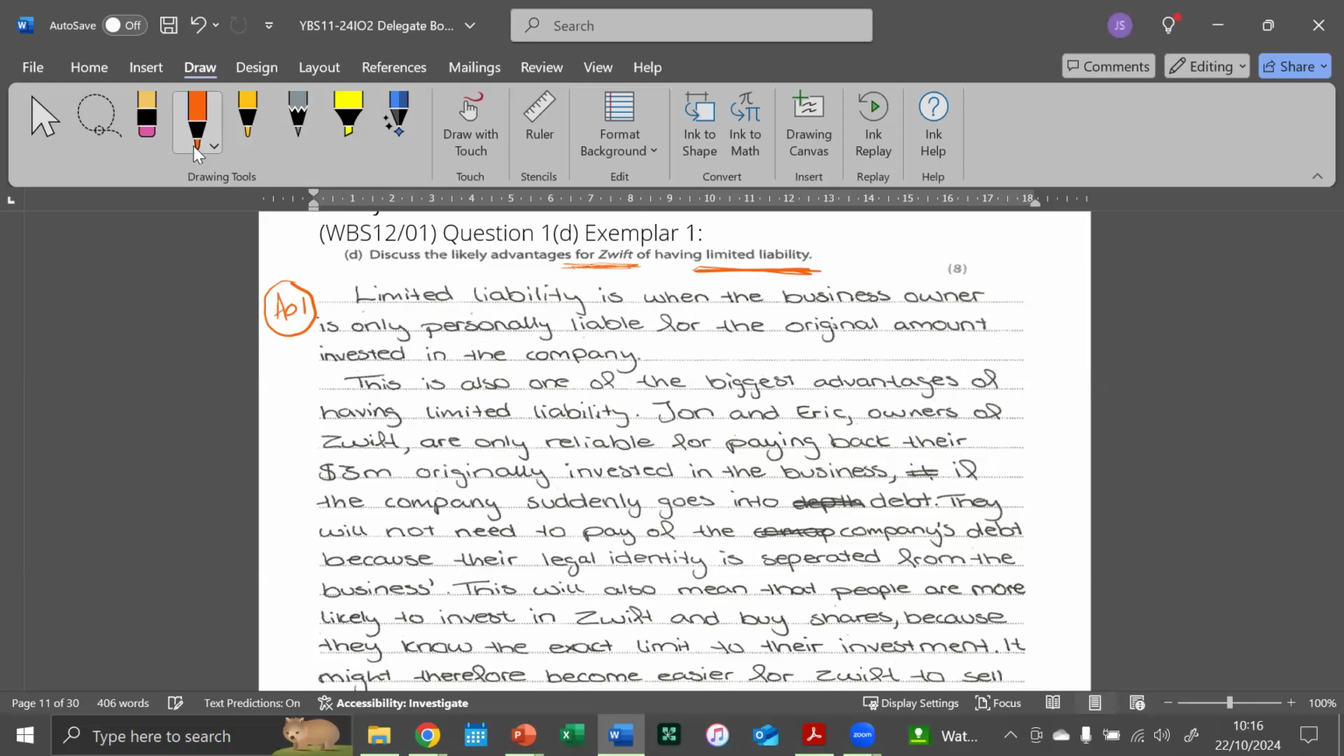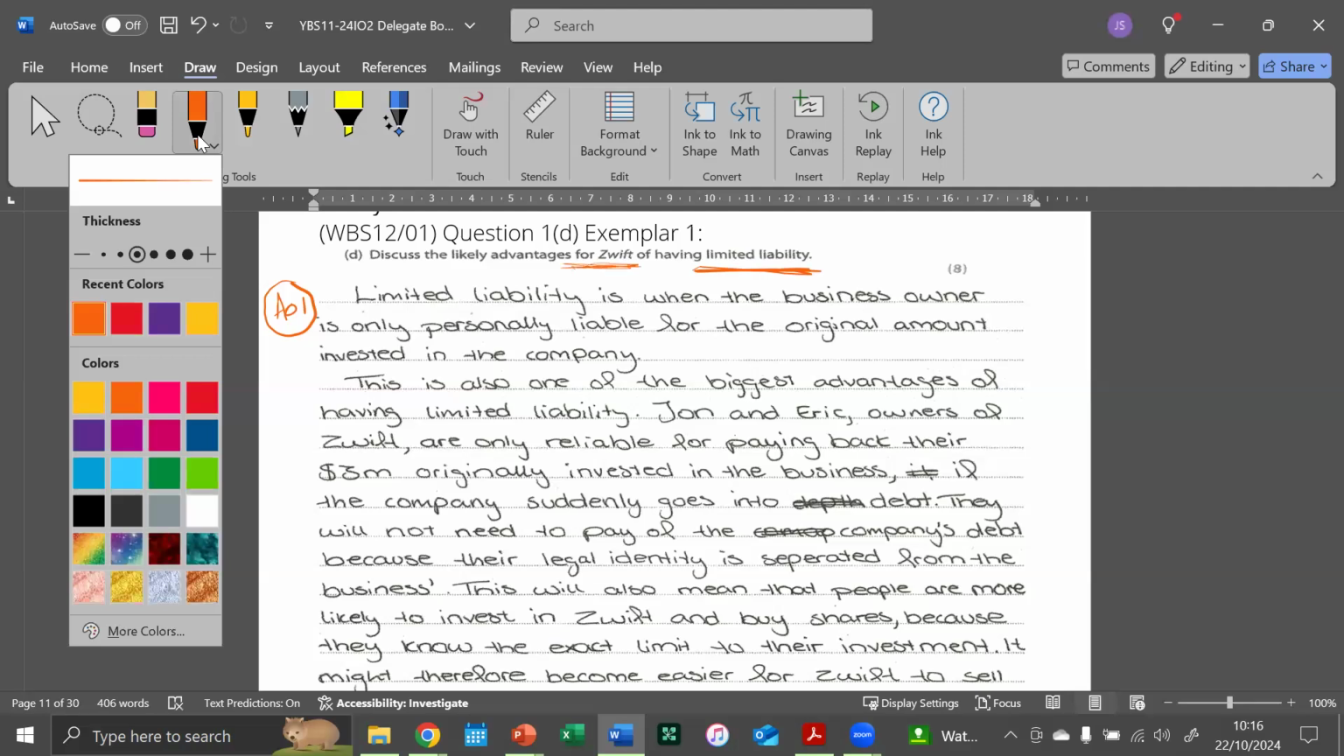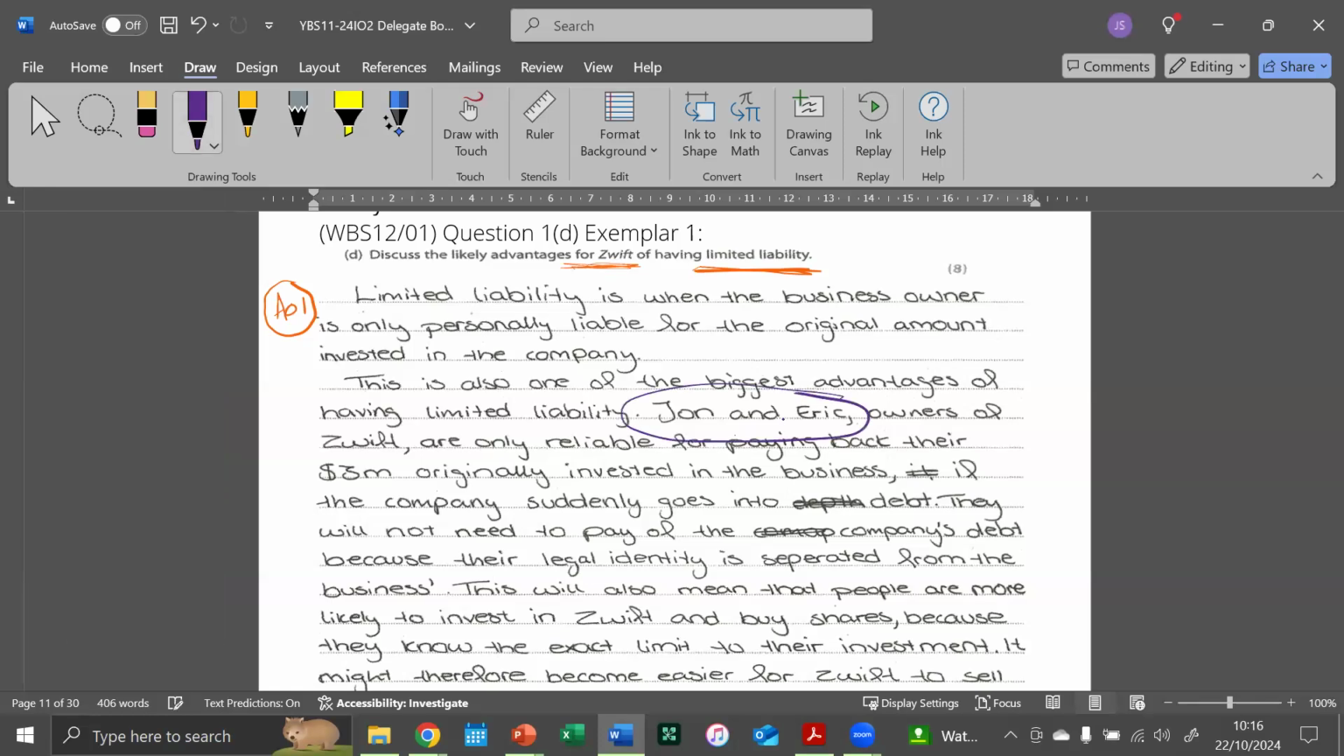Now, remember, Zwift is in the question. So Zwift is not applicable in terms of application. The definition could be generic because all the definition is showing is an understanding of limited liability. As long as you're bringing in the application elsewhere, then you're absolutely fine, Shipra. So we've got a bit of John and Eric going on here. So that's why I'm sort of reminding myself here. We've got this sort of 3 million thing going on around here.